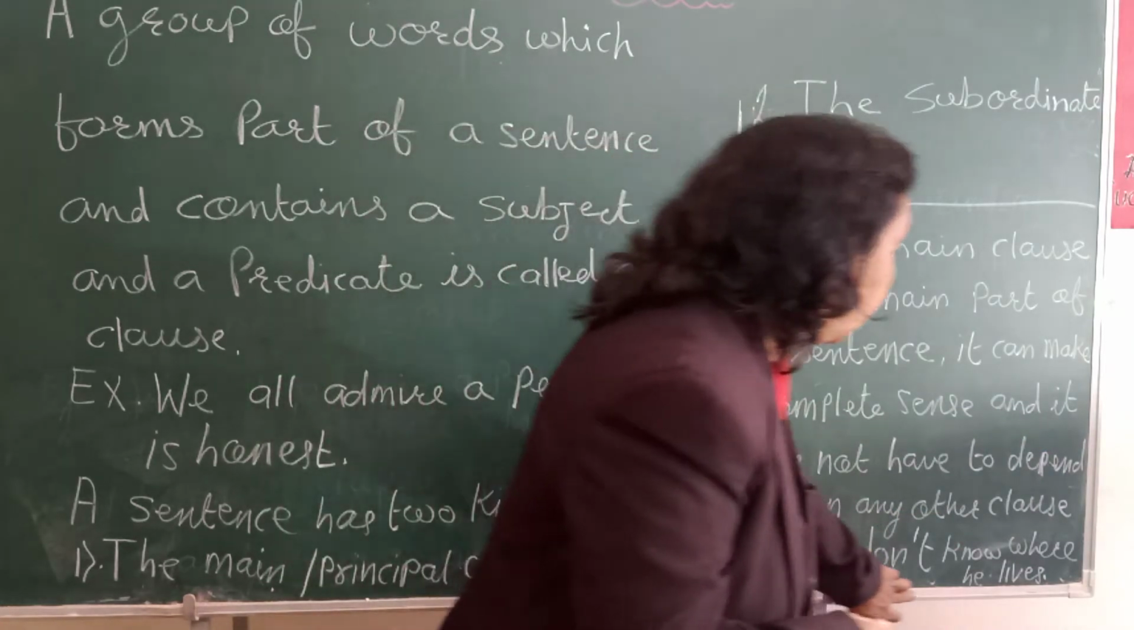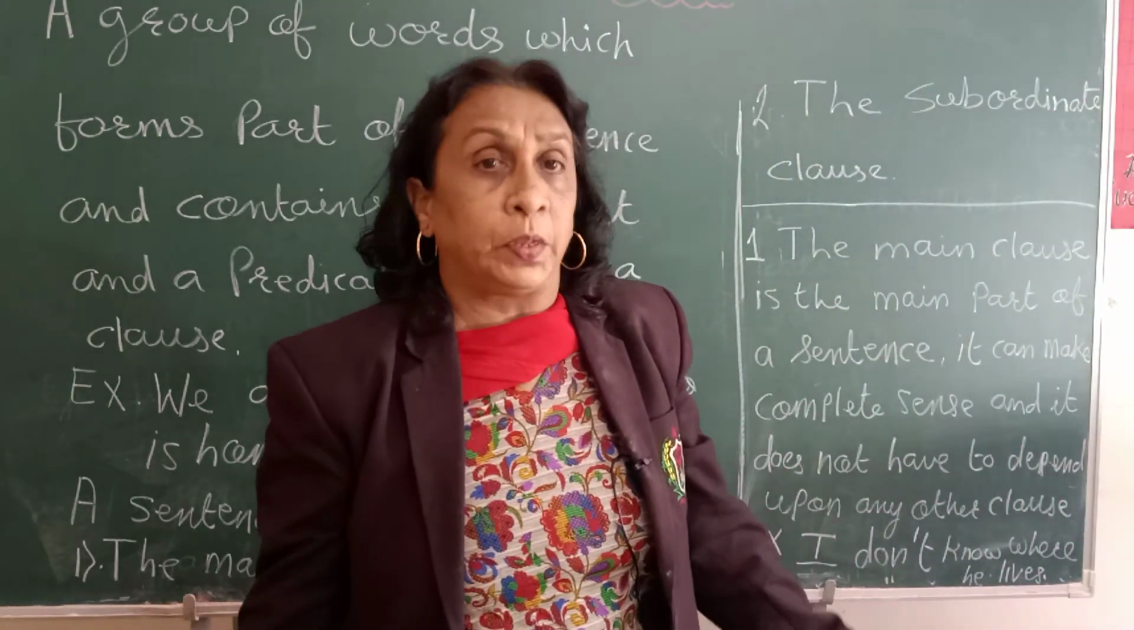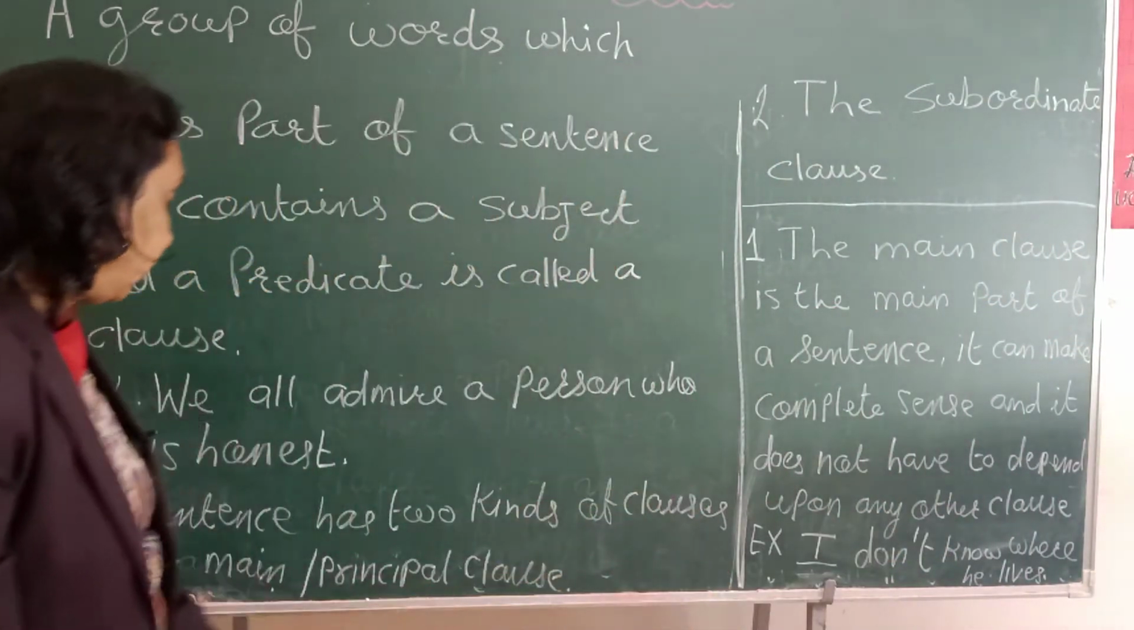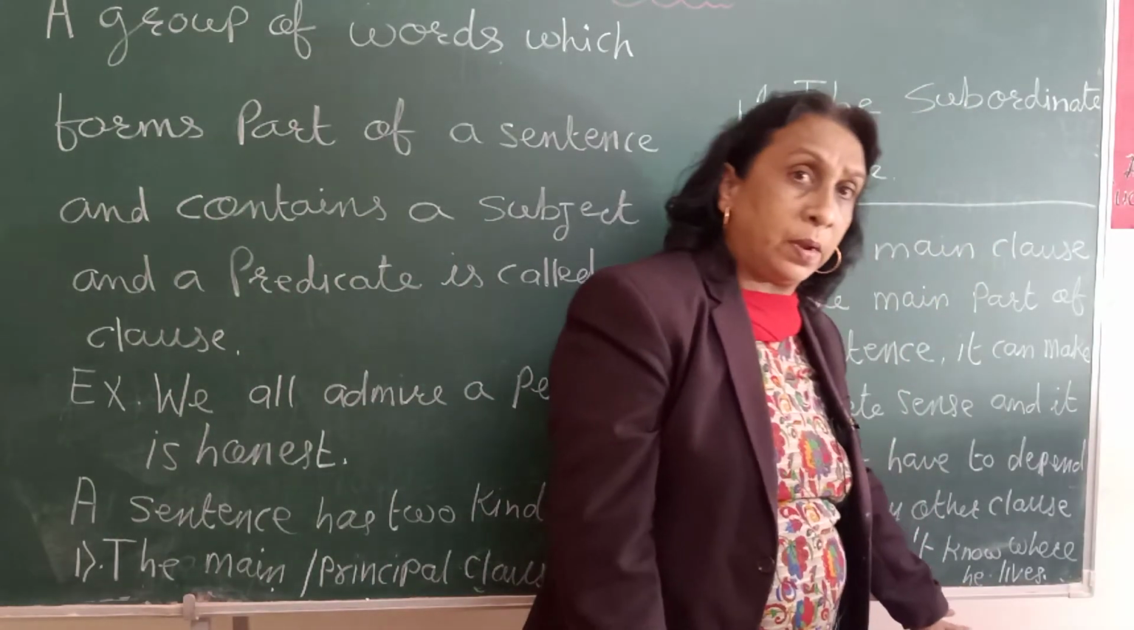Look at the example. I don't know where he lives. Here we can understand. So it is an example of a main or a principal clause. Understood, children, till here?